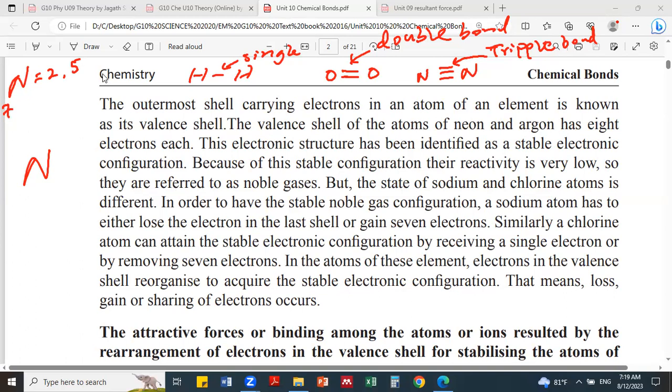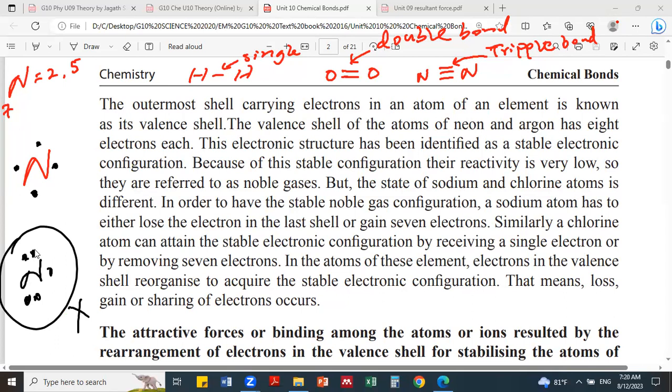How many electrons in the outermost shell? 5 electrons. Now how to distribute these 5 electrons? Usually, first you have to put one at a time like this around the nitrogen atom. Up to 4 electrons you have to put singly. You can't put like this, 2 electrons, 2 and then 1. Not like that. That is wrong. You can't put 2 couples and 1 single.